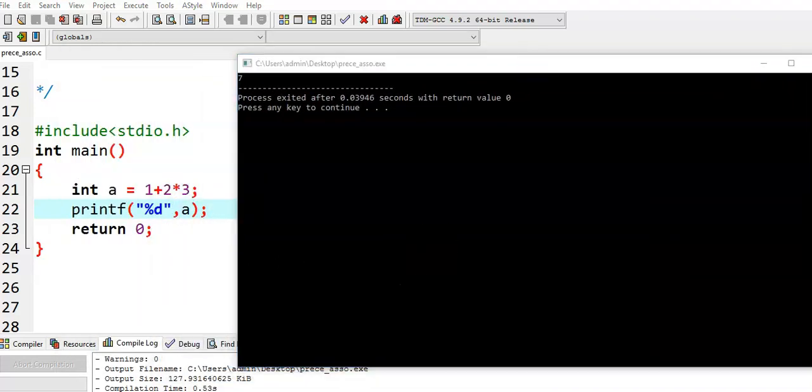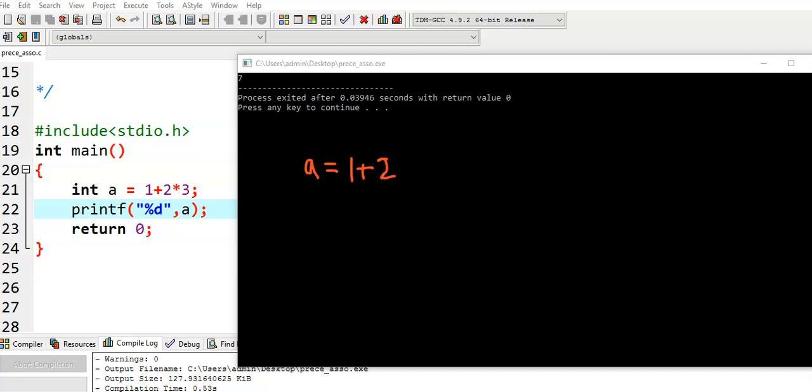Now what happened here? So I am writing this particular statement. We got 7. Why did we get 7 here? Why is it not 1 plus 2? Actually, in this particular expression, plus is the first operator and asterisk is the second operator. That means addition is the first operator and multiplication is the second operator.